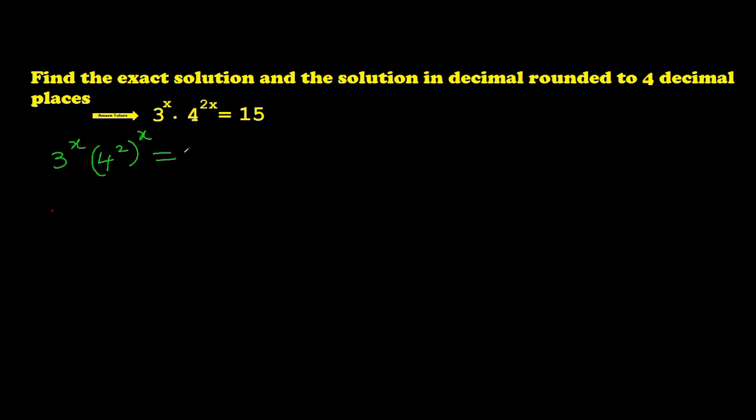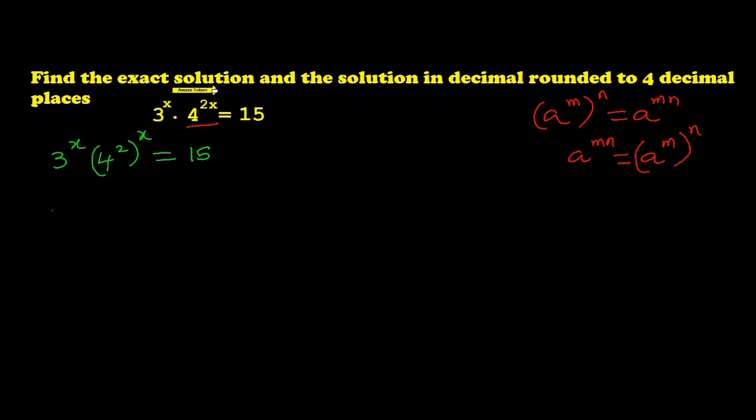Four squared, the whole power x, is the power of a power rule. I'll show the property here. Whenever it is a power m, the whole power n, that is equal to a power m times n, or mn. The other way round, a power mn can also be written as a power m the whole power n. So this is what I have used here. So 4 power 2x: in place of m I have 2, in place of n I have x. That is why 4 squared the whole power x, using this.